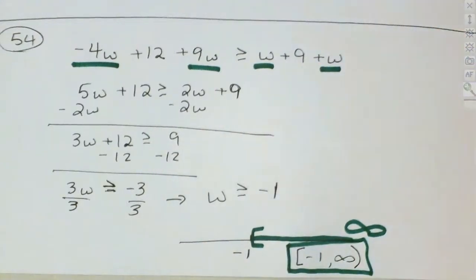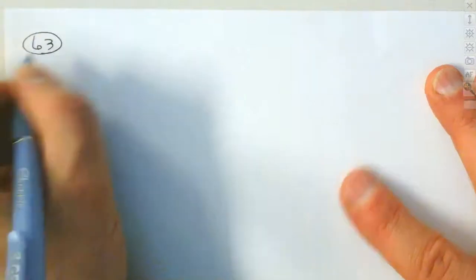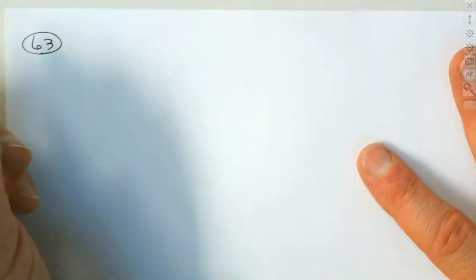Okay, let's do a couple more of these. I'm going to try to find one where the inequality will switch around. Okay, question 63. This one should make the inequality flip around. I want to at least pick one of these. This one also has fractions in it, so it's a good review for the fractions.